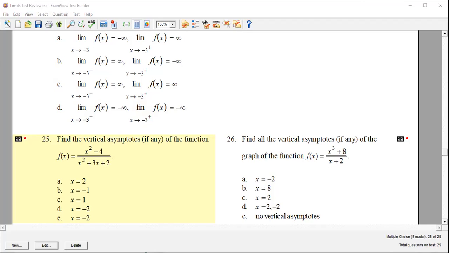What are your factors of x squared minus 4? On the bottom, factors of 2 that add to 3. These cancel out, they become whole, so they are not vertical asymptotes. So what is your only vertical asymptote? Negative 1. So make sure you cancel it if you can.